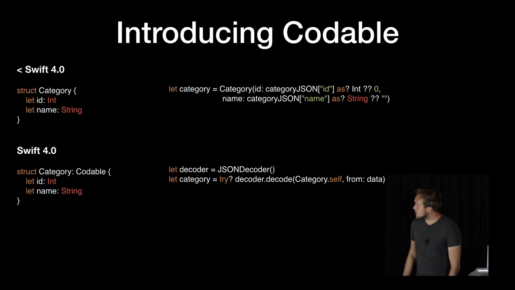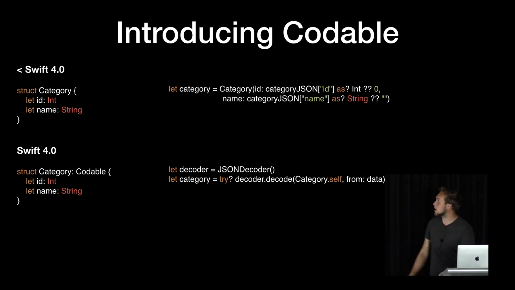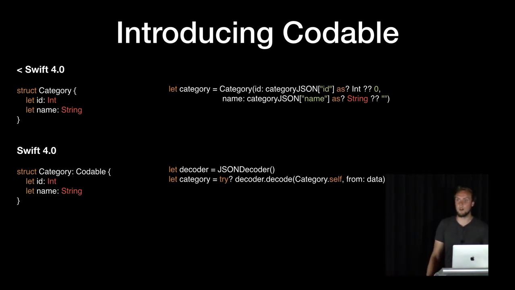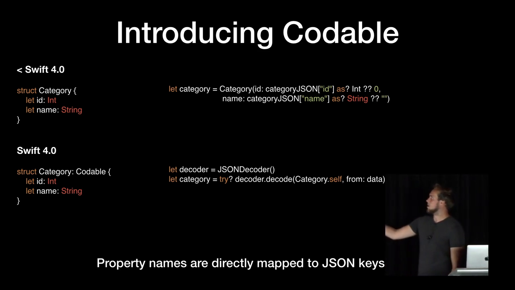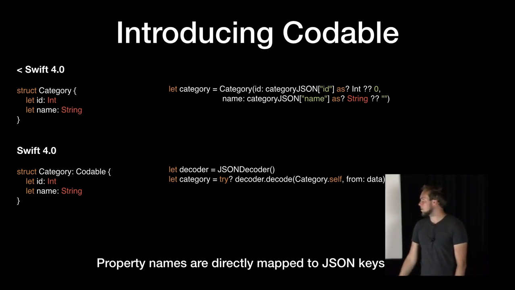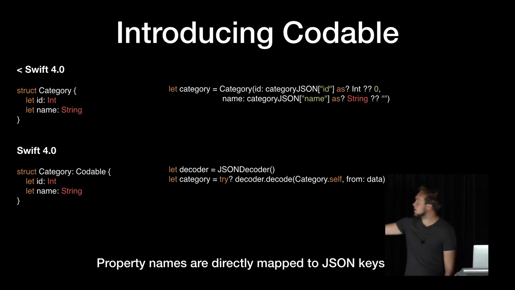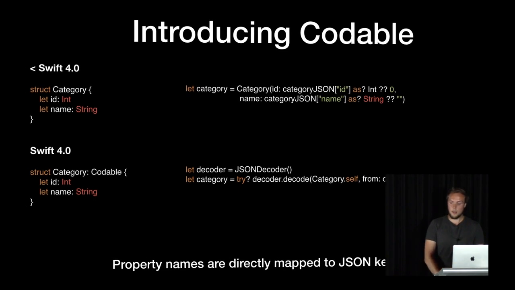Also, to create an instance of your category in this case, you create a JSON decoder, you pass it your JSON data, the call can fail, so try question mark or wrap it in a nice do-catch block, of course. And the way that it knows what belongs where is that the property names are directly mapped to your keys in your JSON file. So in this case, we have the ID and the name. The JSON file has these properties, so it works out of the box, like magic.